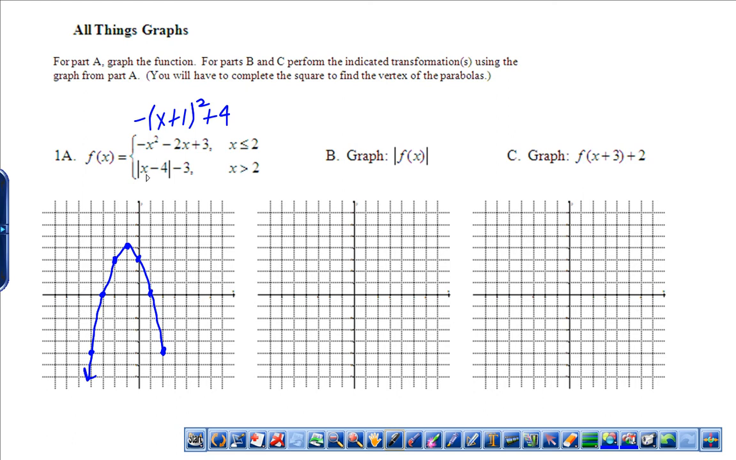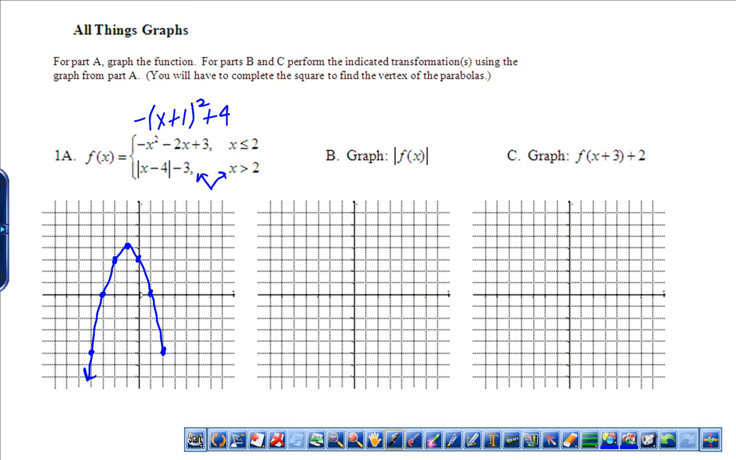Okay, on this next one, you could do the absolute value of x, or you could say x and then do the absolute value. It's going to work either way. But since we haven't done this, I'm going to do the absolute value. Remember, that is your V. And I'm going to transform that. So take your absolute value, transform it to the right 4, and then down 3. So the absolute value looks like this.